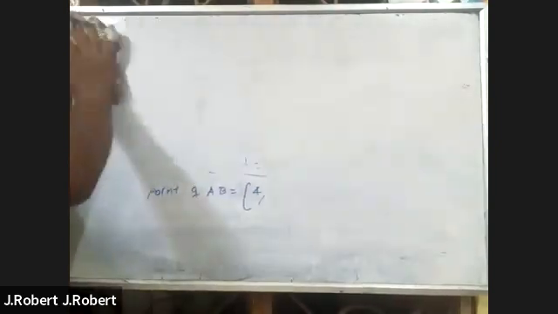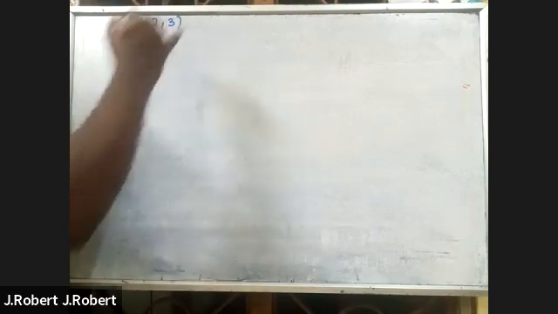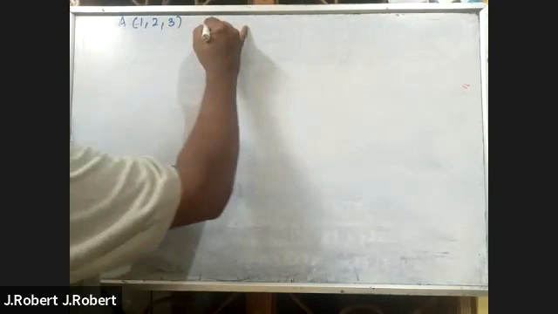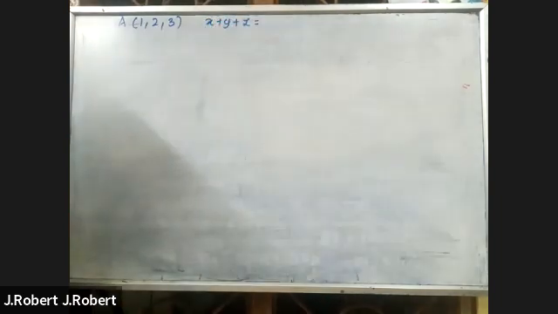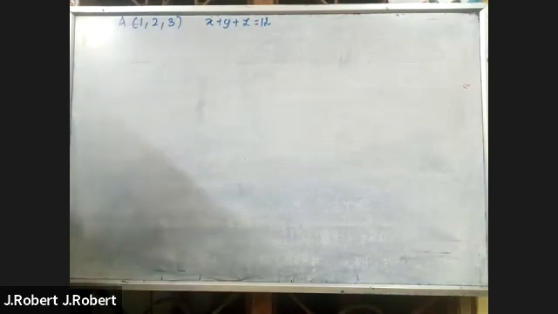இதே மாதிரி தான் கொஞ்சம் டிஃபரெண்ட் பாருங்க. A ray of light passing through the point A of (1, 2, 3) strikes the plane x plus y plus z equals 12 at B.